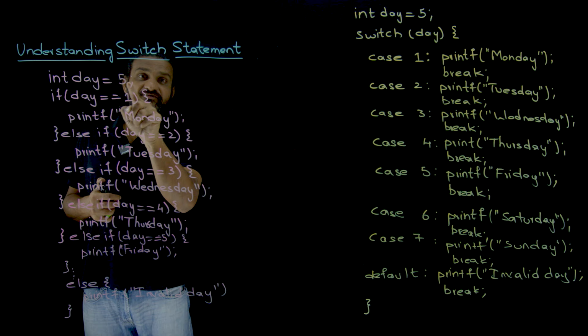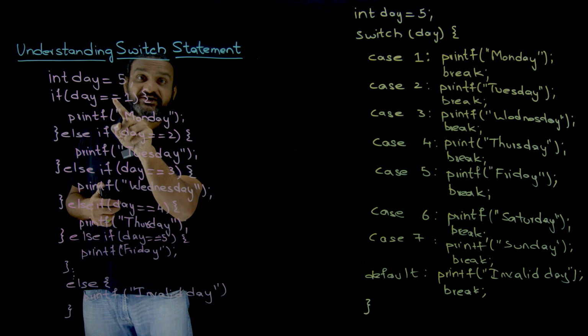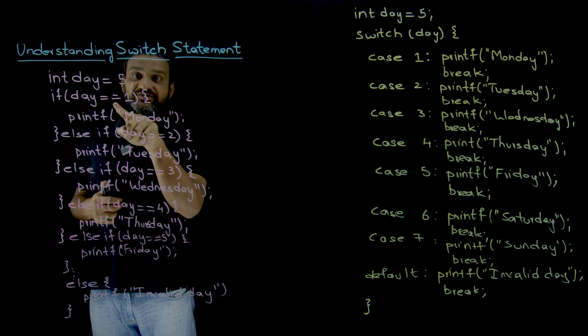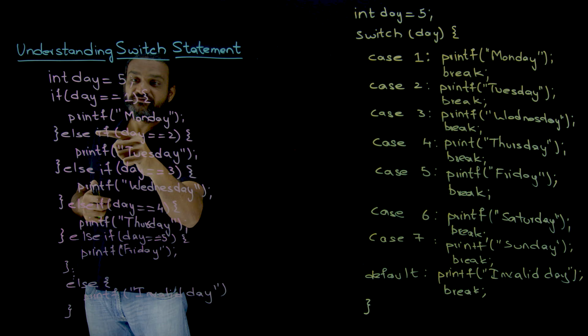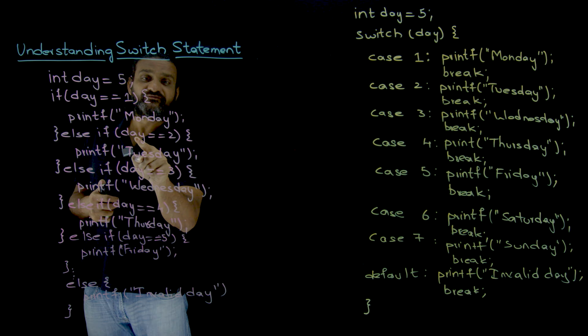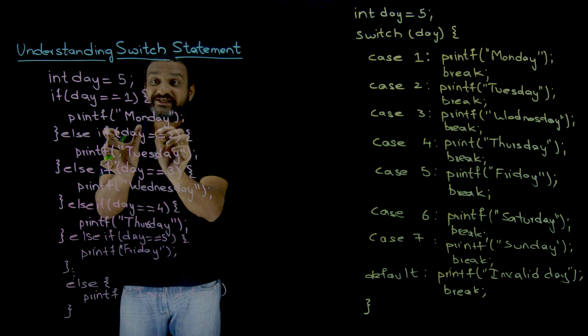The value of day is equal to 5. Now the first comparison is, is the value of day equal to 1? No, the value of day given is 5. 5 is not equal to 1. So we are going to come to the next option. In this case, we are going to compare 5 is equal to 2. Is it equal to 2? So this is what I said.